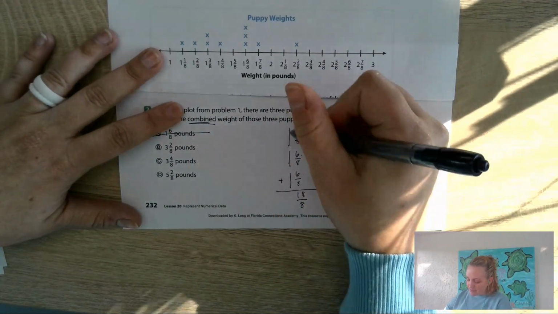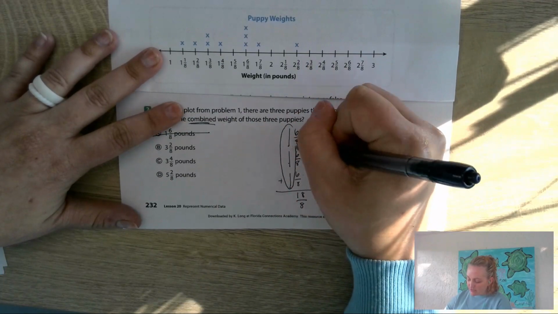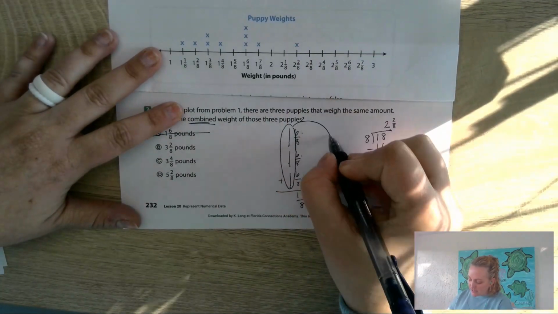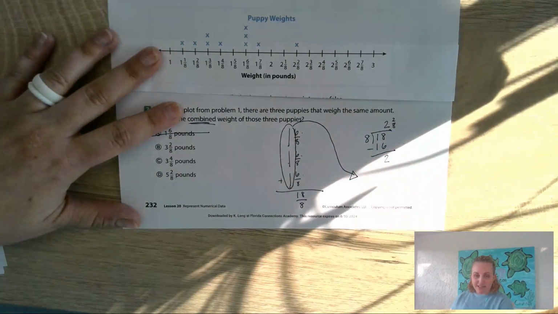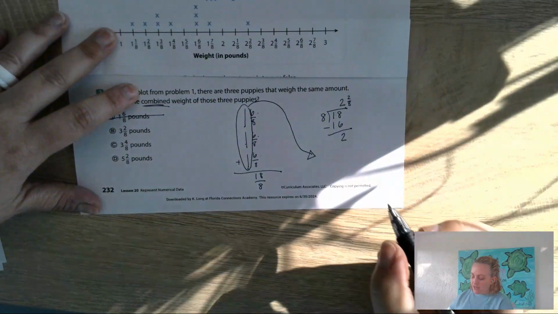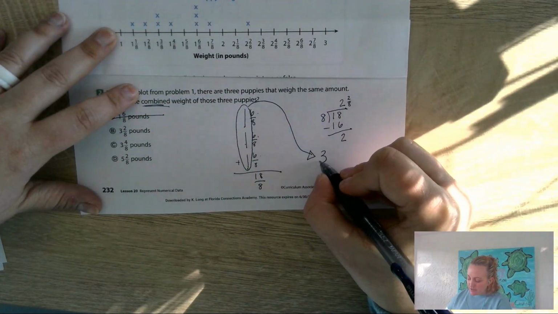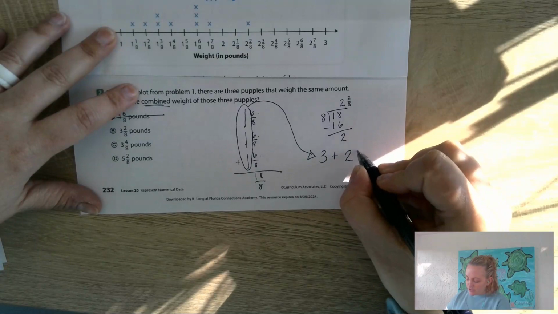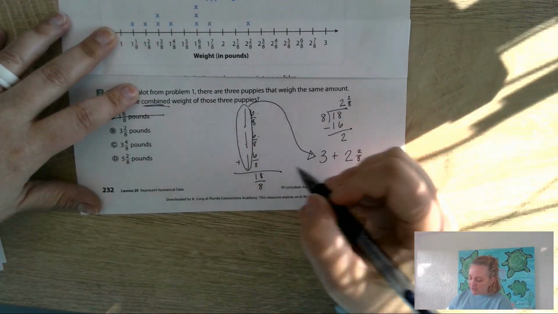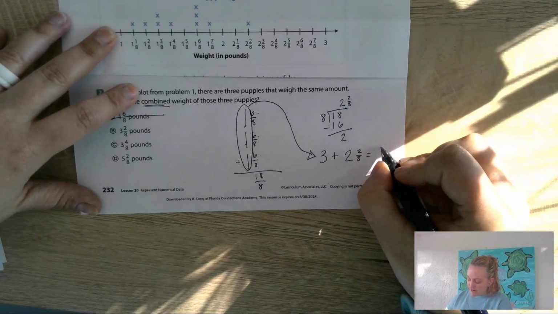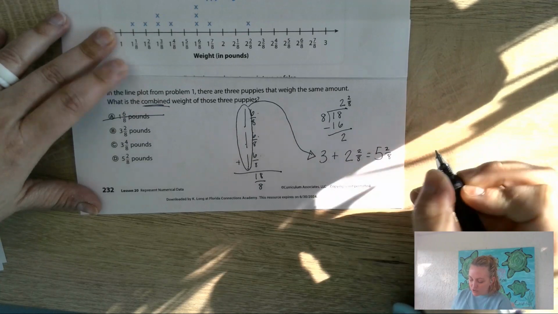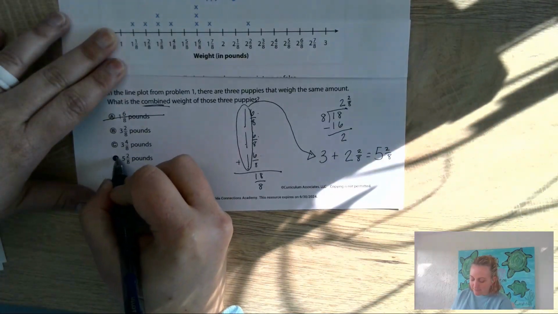So when I add my 3 wholes together, stick with me guys, I know this is tricky. This is about as tricky as it gets, all right? When I add my 3 wholes together, plus the 2 and 2 eighths from the fraction parts, I get 5 and 2 eighths, which would be D.